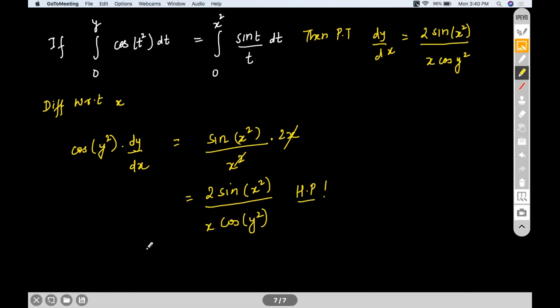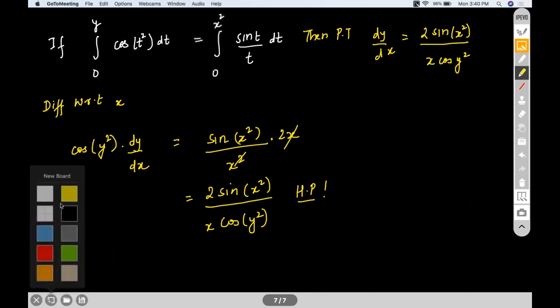Let's take another one. I want to do a lot of questions on this because this concept is not there in your CBSE, and secondly, JEE likes this concept a lot. This is the most challenging of all the properties. I would not say difficult, but yes, the most challenging of all the properties.